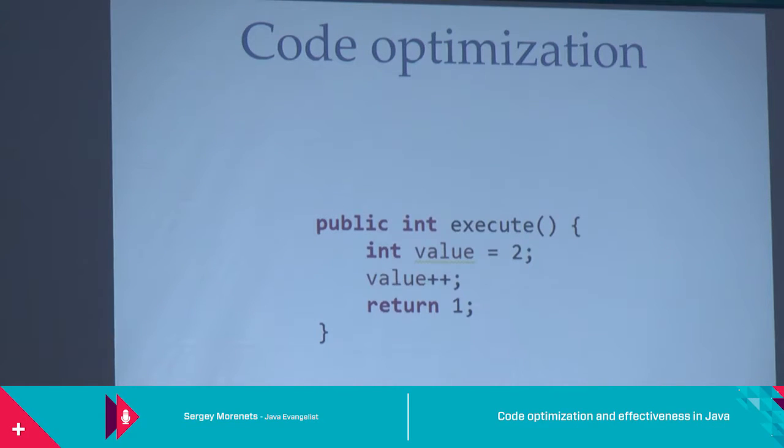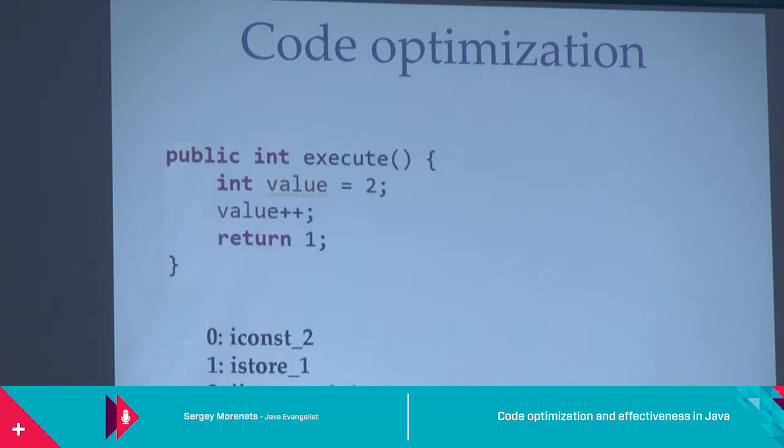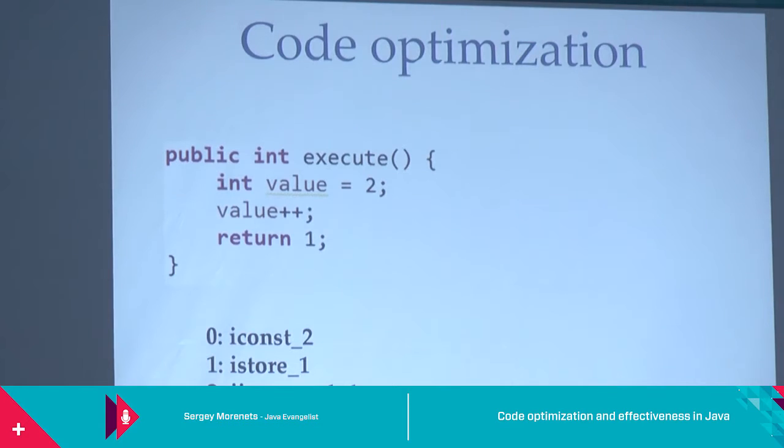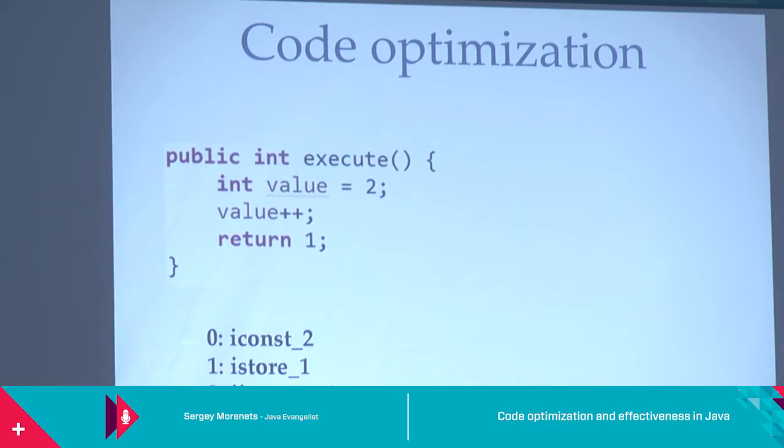Let's take a look at another example. You see there is a function and there is a local variable value, but it's not actually used. We declare it, increment it, but return 1. However, if you take a look at the bytecode, you see that all the code was compiled. There is iconst, istore, and iinc bytecode instructions. So this code cannot be optimized by the Java compiler.